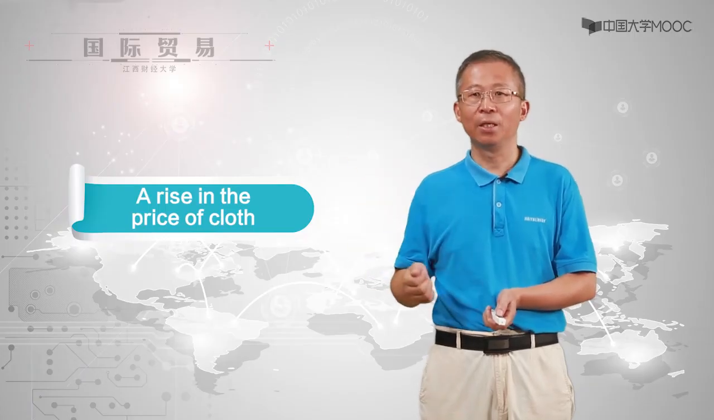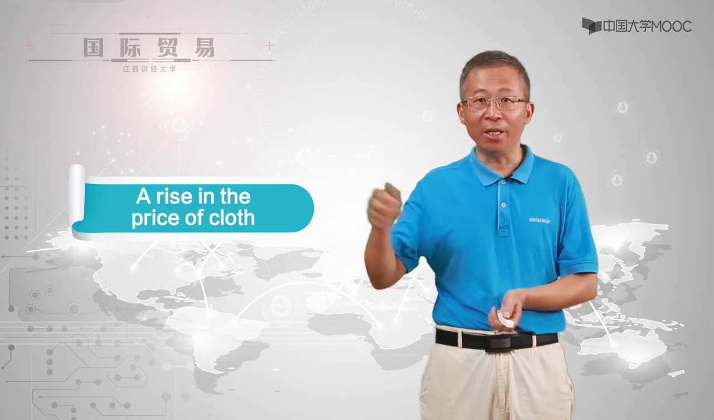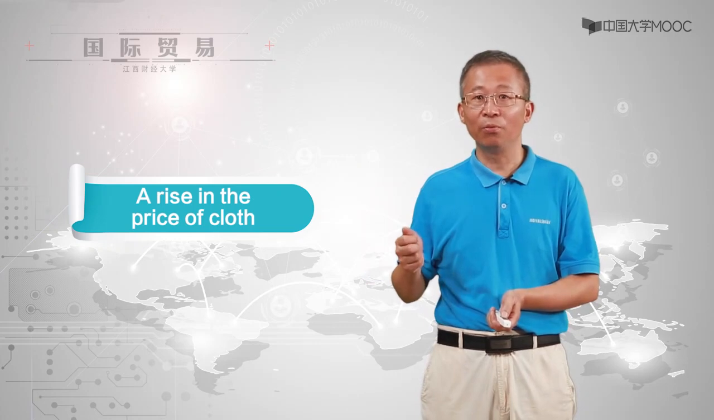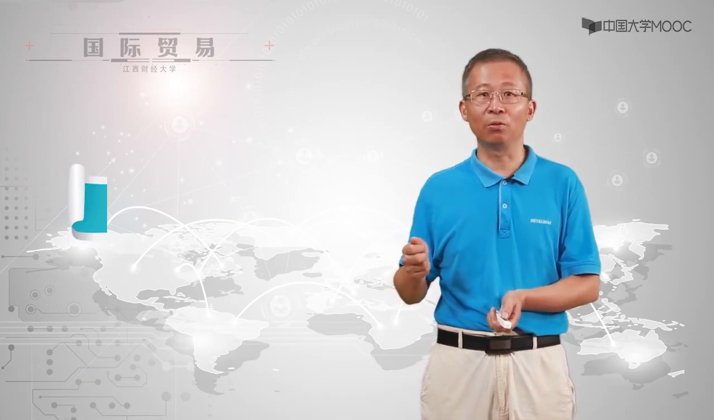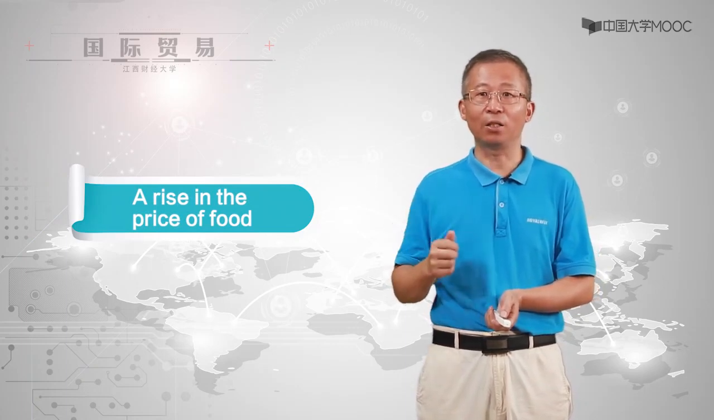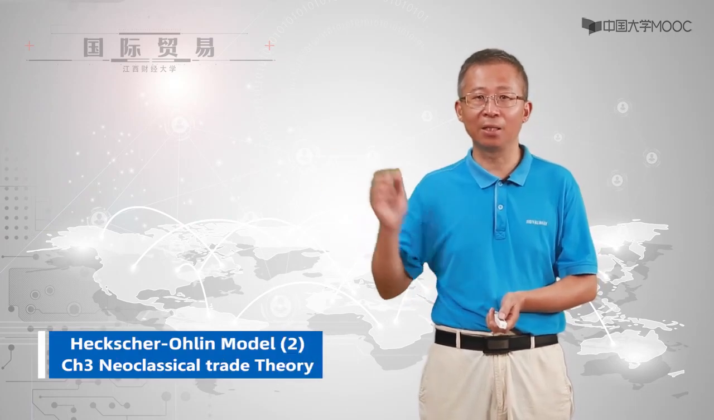A rise in the price of clothes raises the purchasing power of labor in terms of both goods, while lowering the purchasing power of capital in terms of both goods. A rise in the price of food has the reverse effect. In our example, home is an exporter of clothes because it is labor abundant. After trading with foreign, the relative price of clothes will rise.